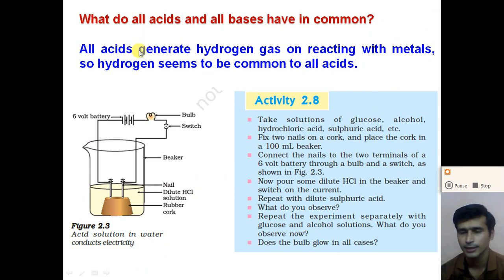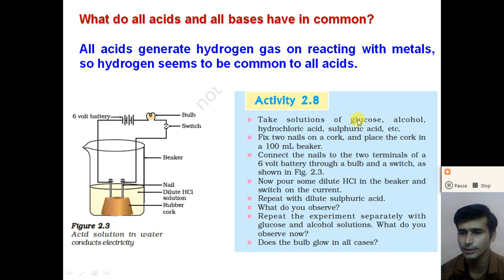In the previous video we discussed one chemical property of acids: all acids generate hydrogen gas on reacting with metals. In the first chemical property, the reaction of acid with metal, when acid reacts with metals, it produces salt and hydrogen gas. So we can say that all acids contain hydrogen. Hydrogen is common to all acids.